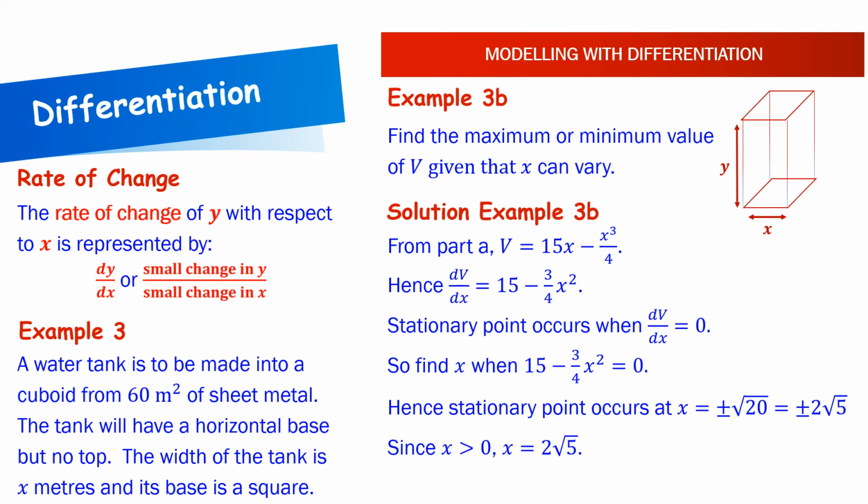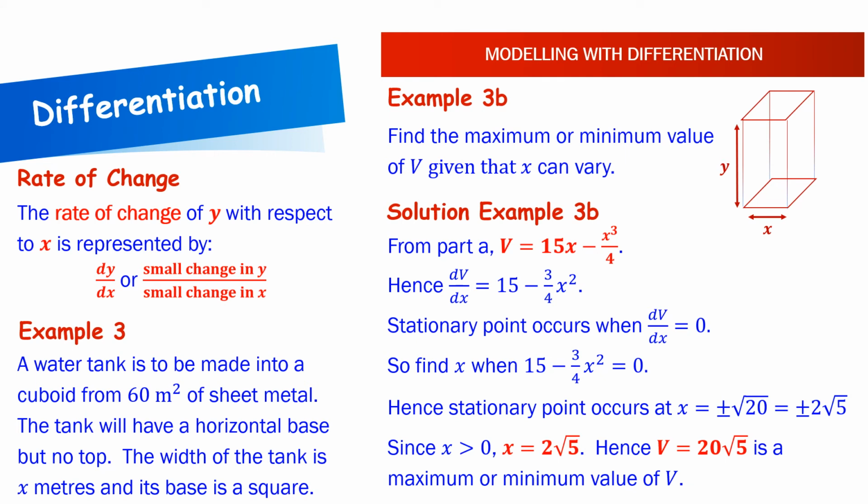Now since x is greater than 0, because we're looking at area and remember x is a side length, x has to be equal to 2 root 5, not minus 2 root 5. And therefore, plugging this value back into the formula for V gives us that V equals 20 root 5. And this is either a maximum or a minimum value of V.